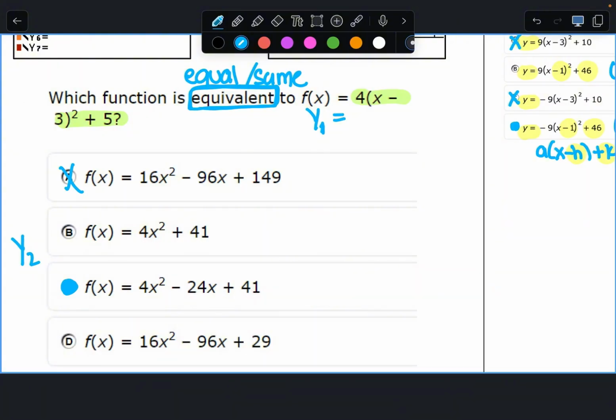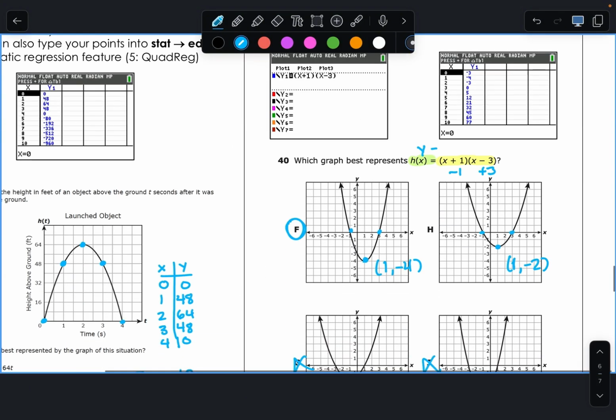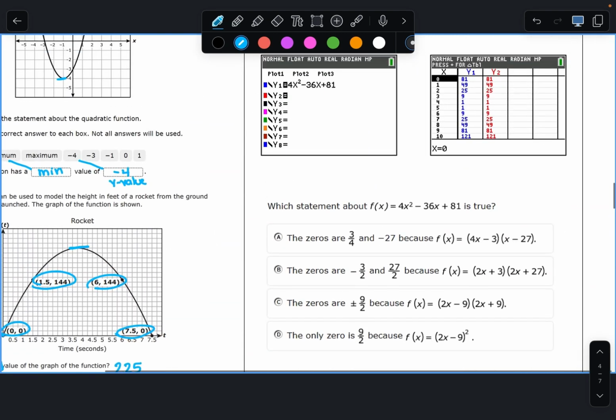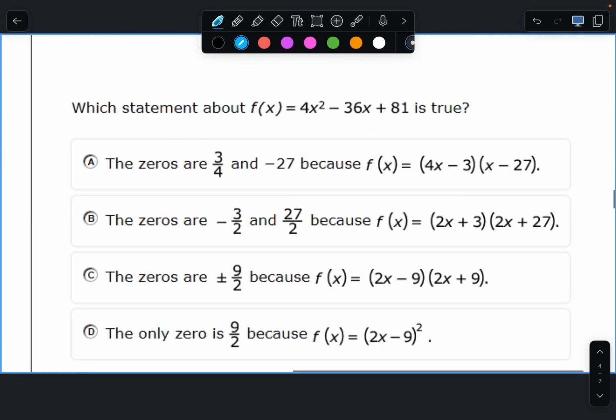Okay. So it says statement but true. Yeah. Okay. Look at your equations. They're all what? Solved for y. So you're just going to type your question into y1 and all of your answer choices into y2. So see which one matches up. See which one gives you the same exact graph.